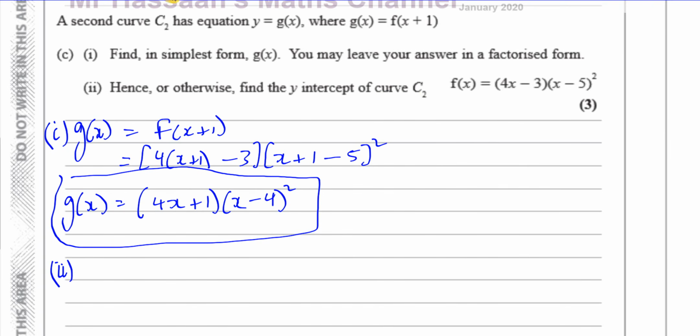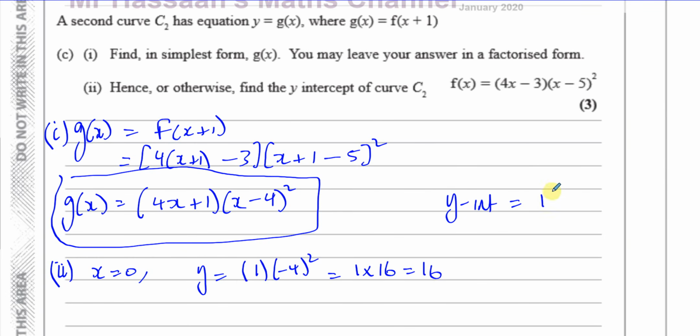So basically what we can do here is find the y-intercept when x equals 0. So we can substitute x equals 0 into this equation. So when x equals 0, we'll have y equals 4 times 0, which is 0, plus 1, that's 1. And you have 0 times minus 4, that's minus 4 squared. So that's going to give you 1 times 16, because minus 4 squared is positive 16. So it's 16. So the y-intercept is equal to 16. Okay, they didn't say the coordinates of the y-intercept, so you don't write 0, 16, just write 16. Okay, so that is the answer to question C part 2.